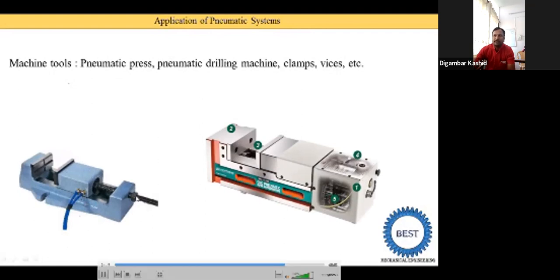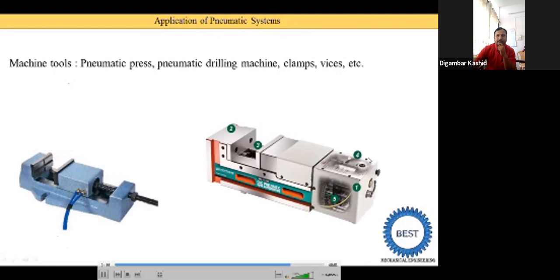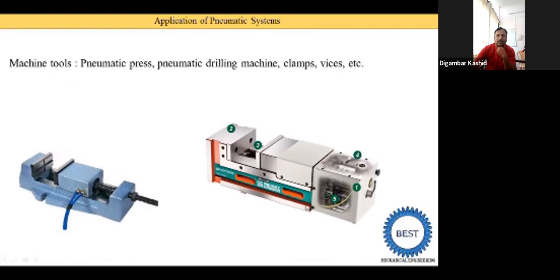Generally we use the manually operated vice, but this is operated by using the pneumatic system, meaning by using compressed air. This is another type of pneumatic vice.